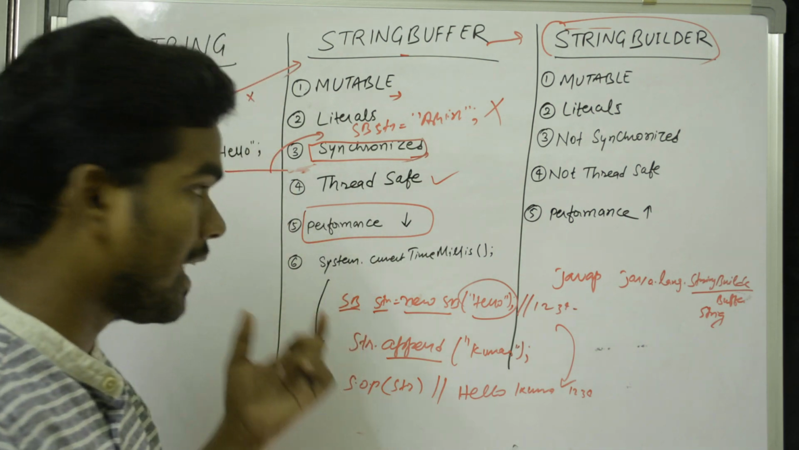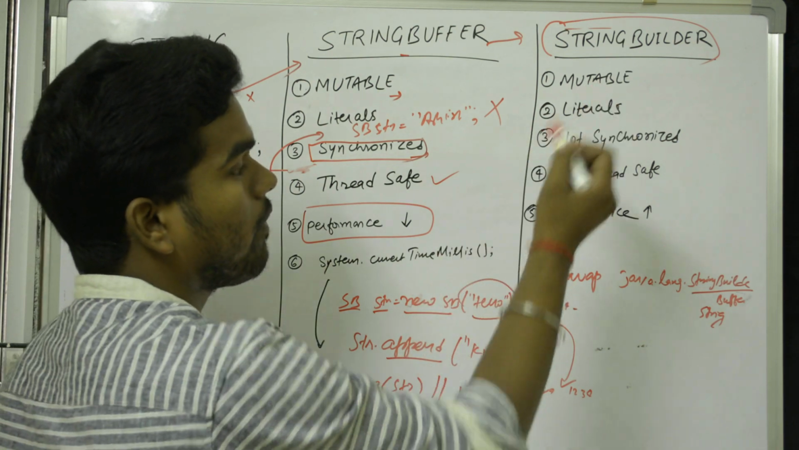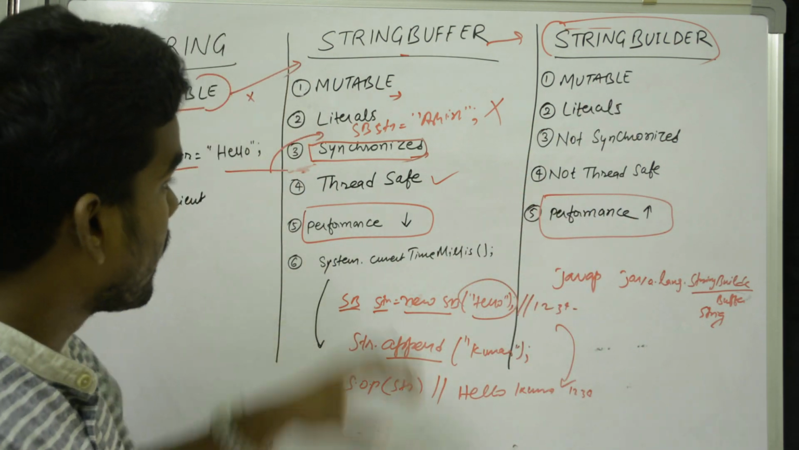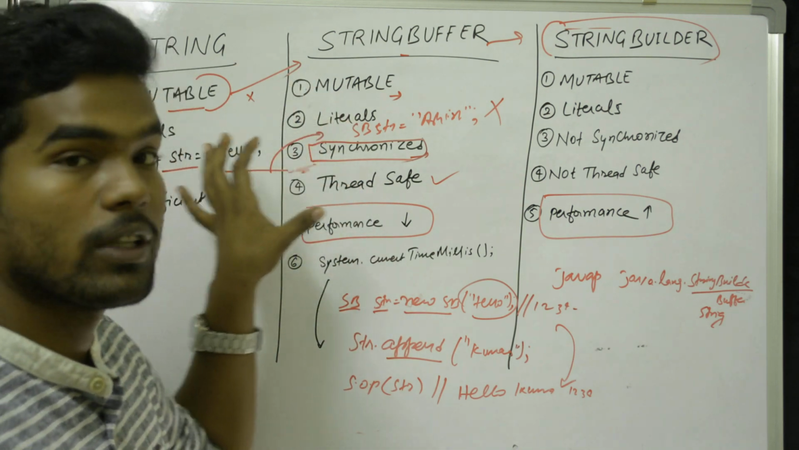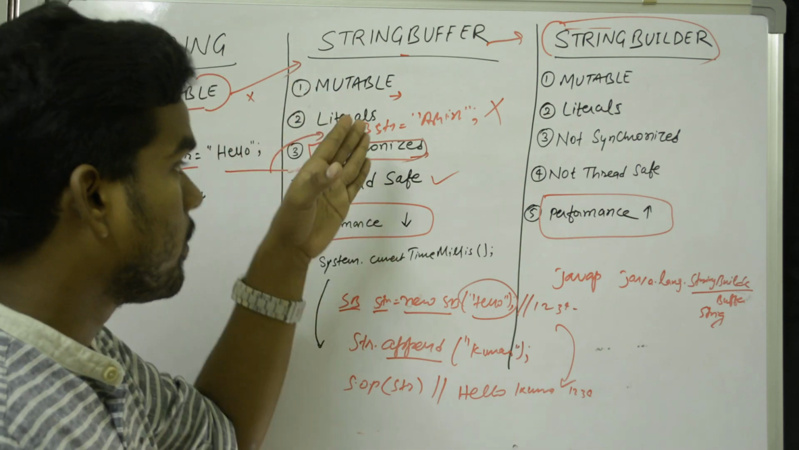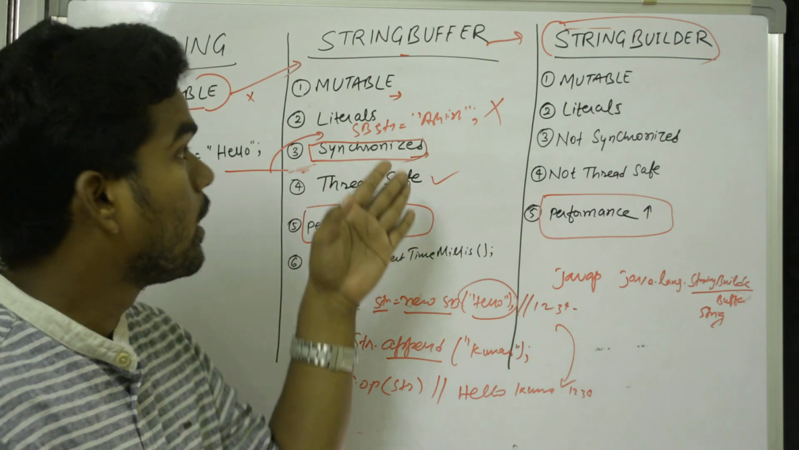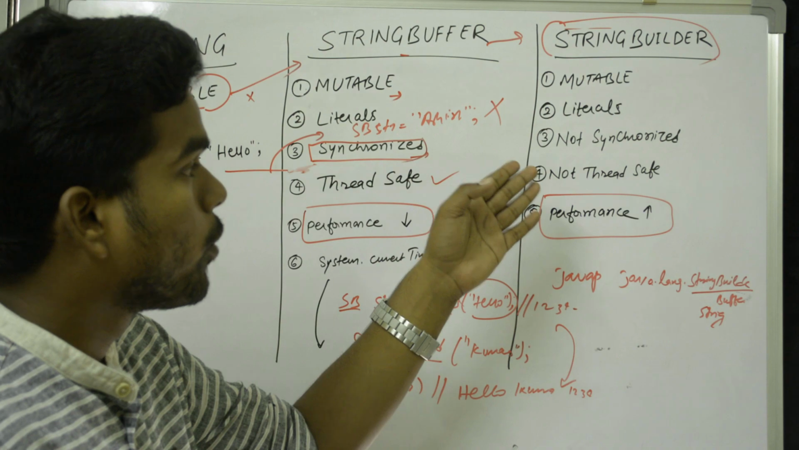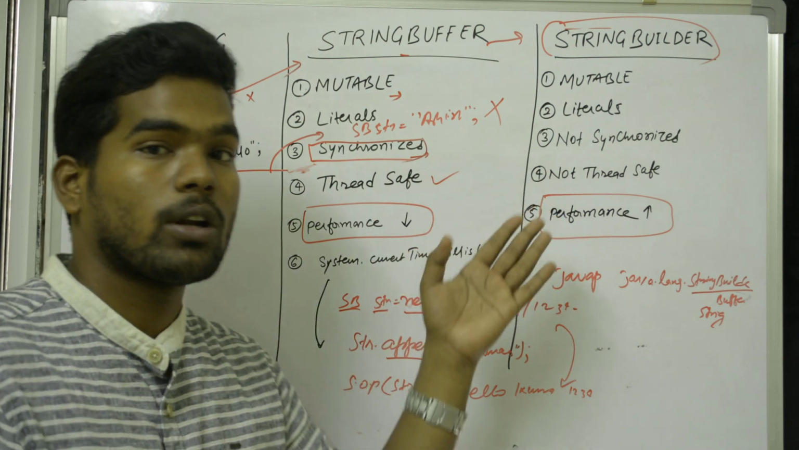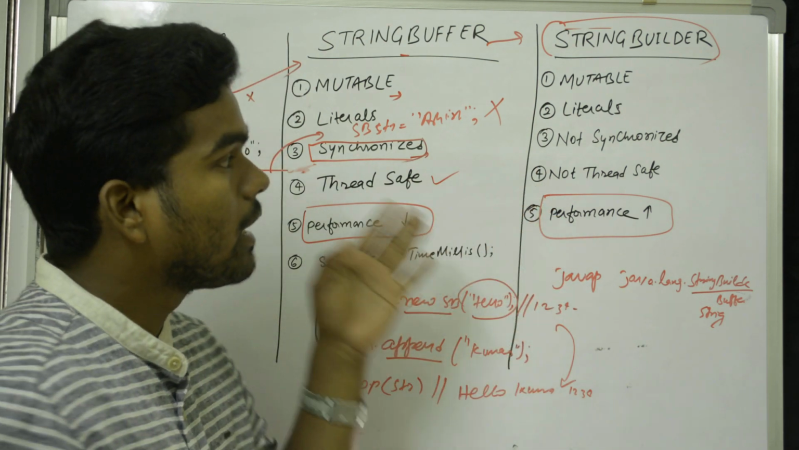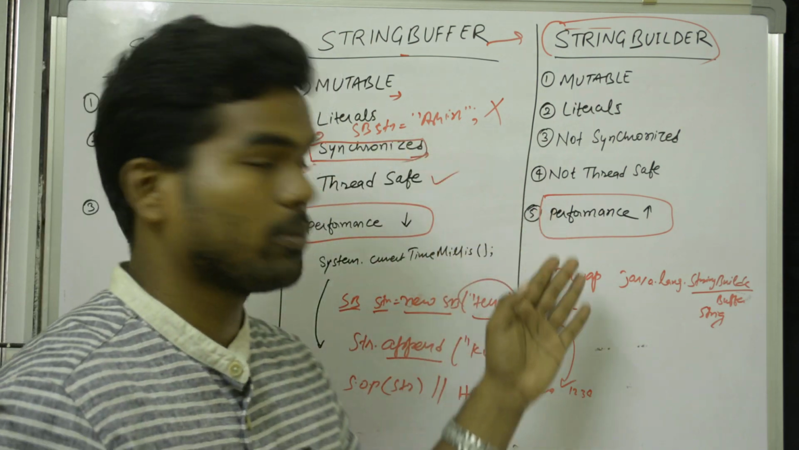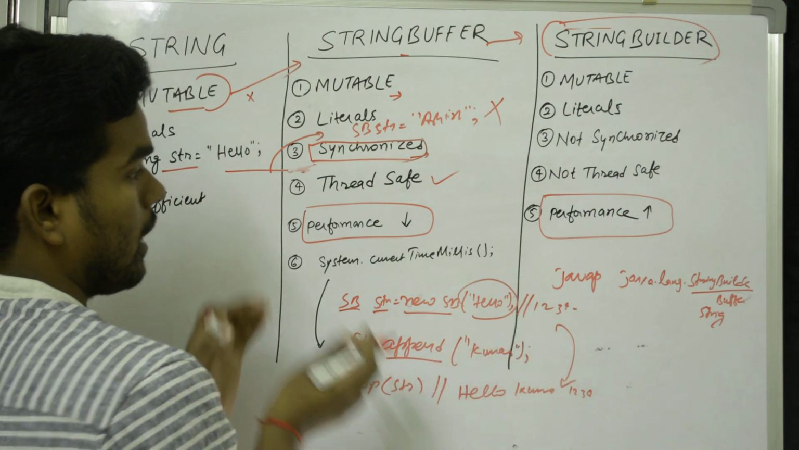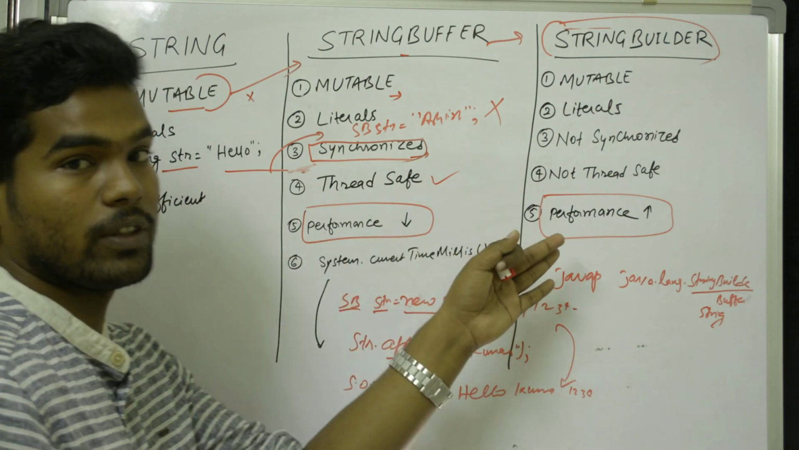How can I say that? I will prove it. And string builder is more efficient. One thing we know is that here only one thread is allowed because of the synchronized keyword, the methods inside this string buffer are synchronized. But in case of a string builder, no methods are synchronized, so n number of threads can use that object at a time. In another way, we can say that this is more efficient.